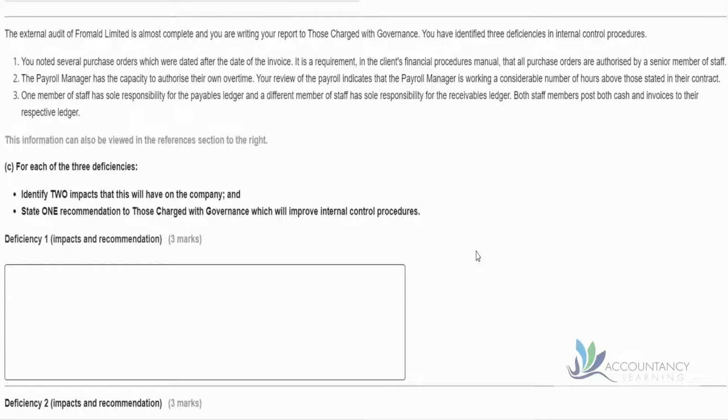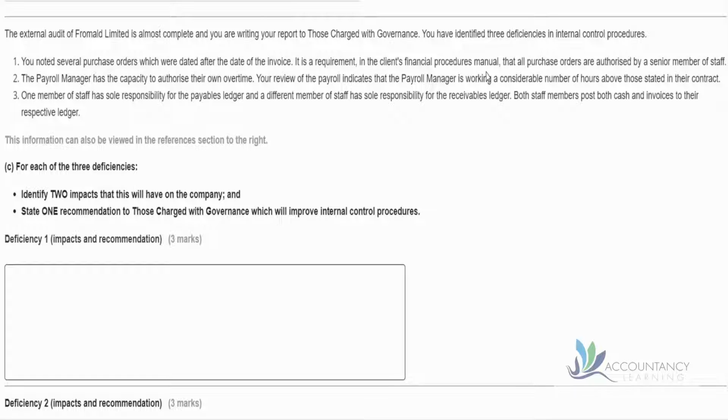So remember, the idea of a purchase order is that we want to send the order to the supplier saying, look, we want to buy this stuff, and based on the purchase order, the supplier then supplies us. Yeah? So that purchase order verifies that we wanted those goods in the first place. So when the invoice arrives, we then compare the invoice with the purchase order to verify that, yes, this was an approved purchase. So if the purchase orders are dated after the date of the invoice, it would suggest that perhaps we're buying things that haven't been approved. That's the problem.